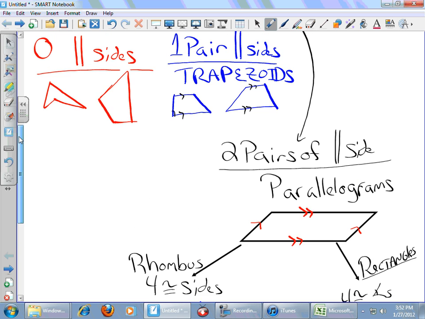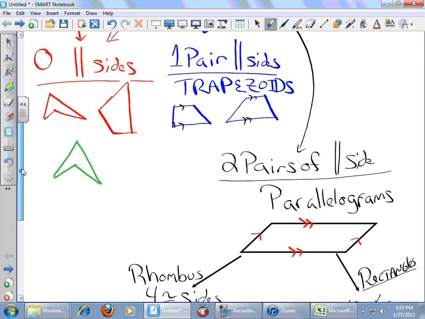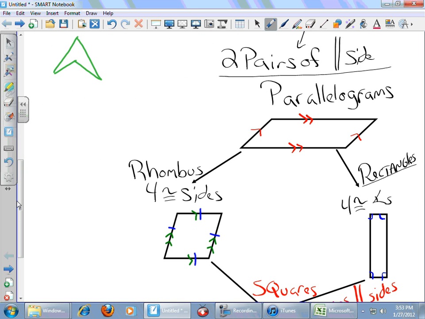So hopefully you get this chart down. There it is, 0 pairs of parallel sides. There's other quadrilaterals that could work. I mean, I think this one would fit here with 0 pairs of parallel sides. It's a little bit different than the one above it. Okay, and you have your one pair of parallel sides, the trapezoids. One pair of parallel sides makes a trapezoid. If there's two pairs of parallel sides, those are your parallelograms.